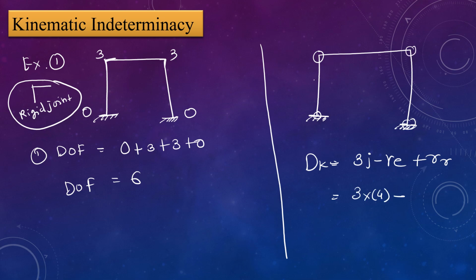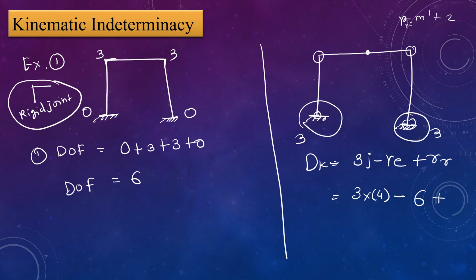Minus Re, the unknown reactions. This is a fixed support, and here is also a fixed support. 3 reactions for this support, 3 reactions for this support, so minus 6, plus Rr. There is no internal hinge present in the given frame. If there is an internal hinge present in a frame, then you can take Rr as m dash plus 2.